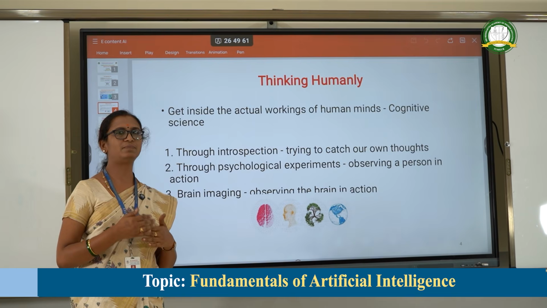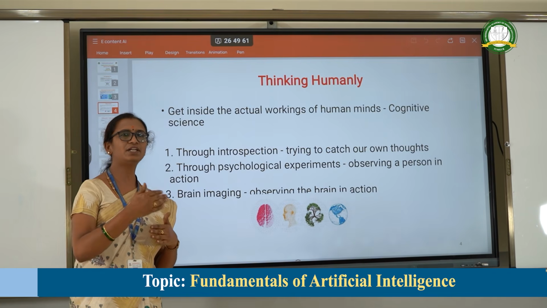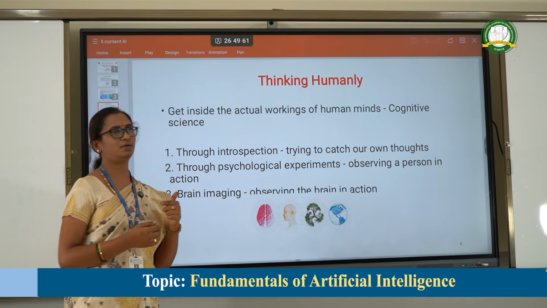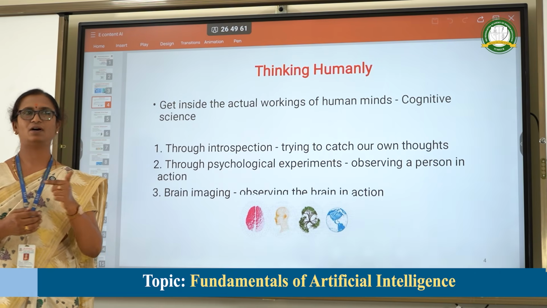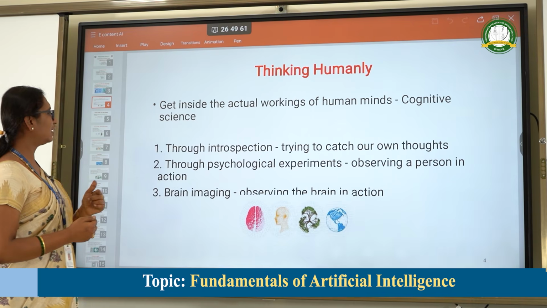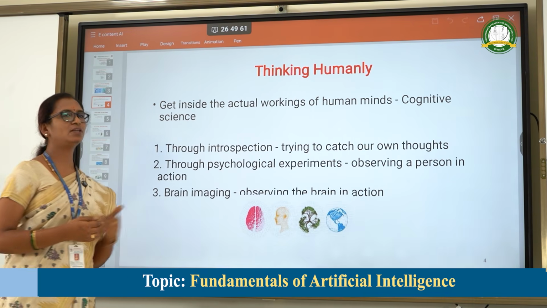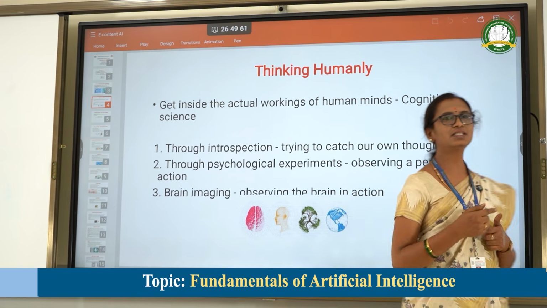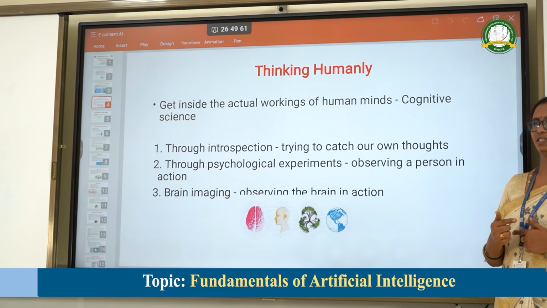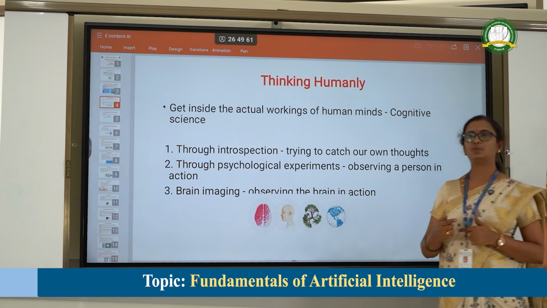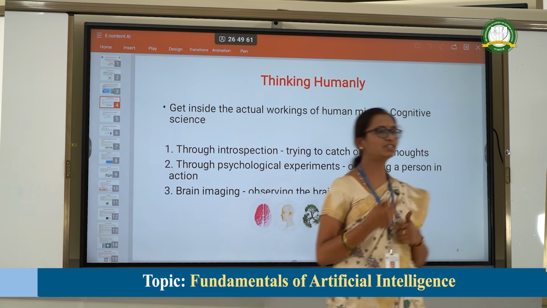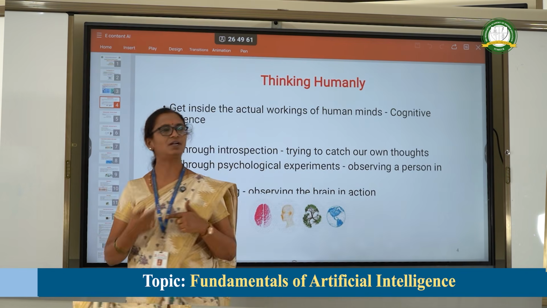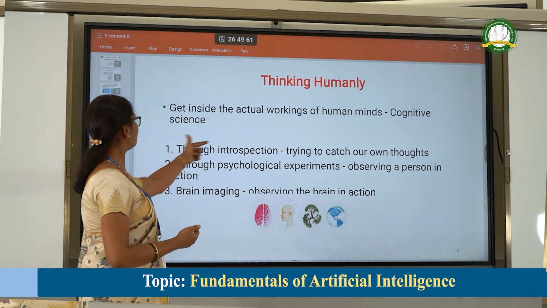Thinking humanly is basically to get into the cognitive minds, wherein the working of human minds can be understood by cognition or cognitive science. That can happen through introspection. Introspection is basically how we as individuals try to answer any of the questions. Similarly, as an individual, I know how I'll respond to certain situations through my activities or actions. So that is through self introspection.